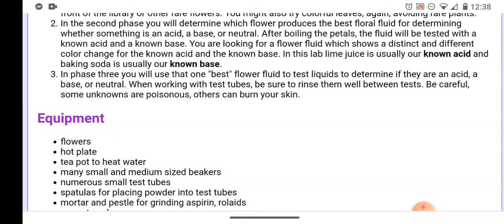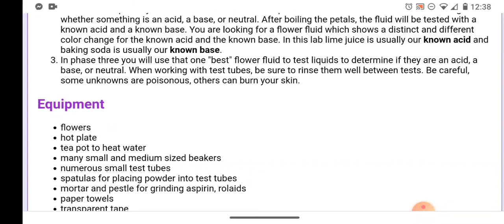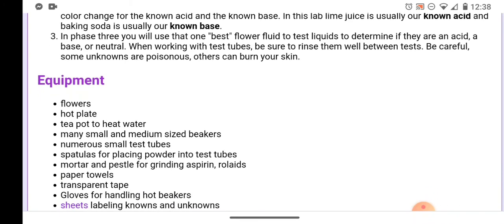Now in this lab, we'll use lime juice as our known acid. Limes are acidic fruit. They contain citric acid. And we'll use baking soda as our known base. Baking soda is a little tricky. If it's not fresh, it doesn't work very well.